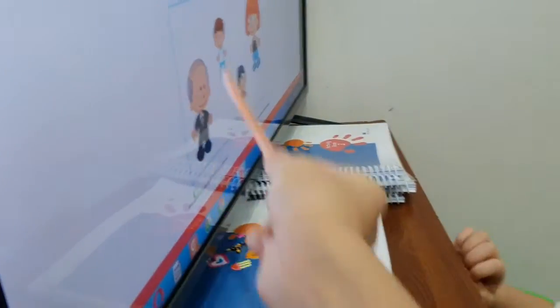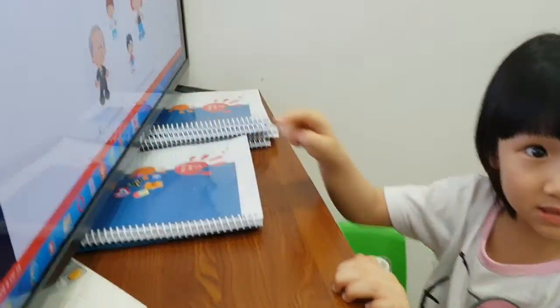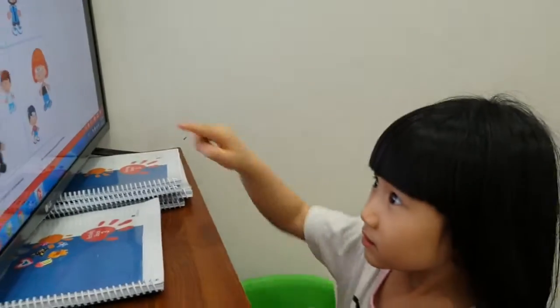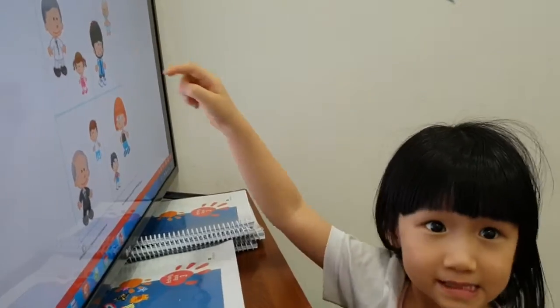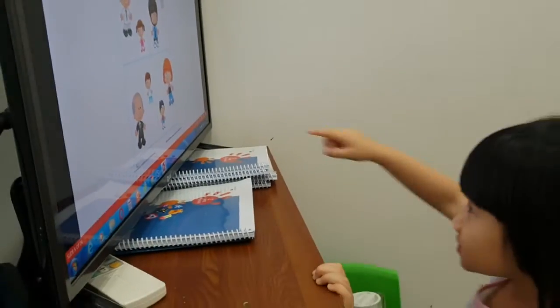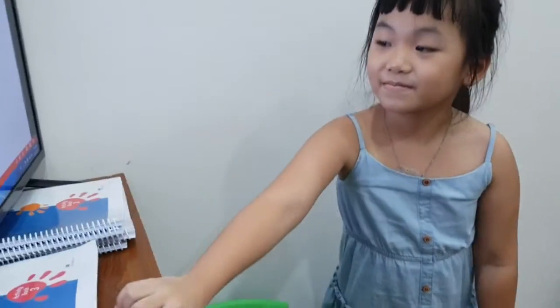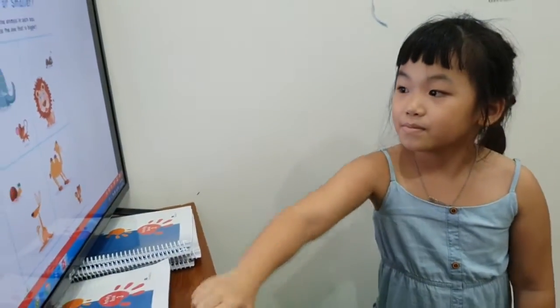Who is bigger? Good. Who is smaller? Who is smaller? Good. Who is bigger? Yes, all right, teacher, very fast. Yay, 4 points. Okay, so now you tell me, Anand, who is bigger?